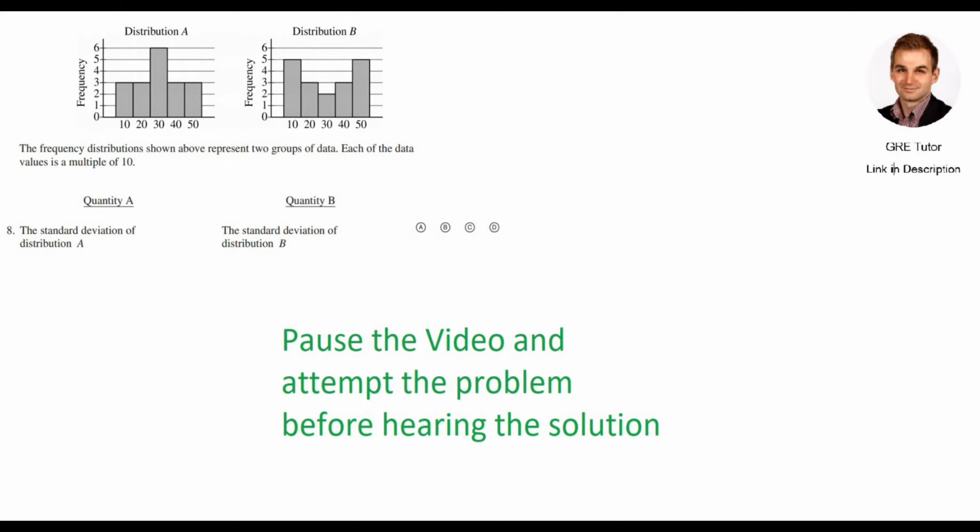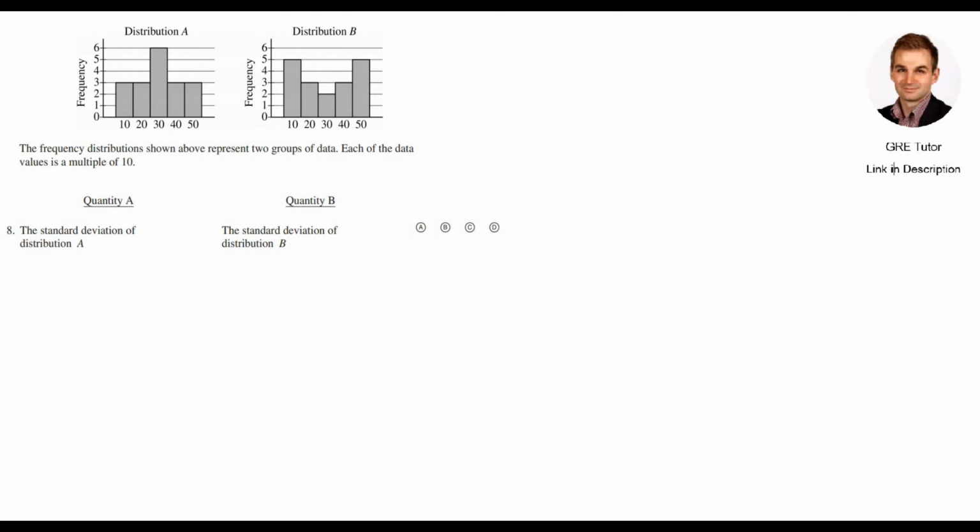Alright, so the way we're going to do this problem is we're going to look at the standard deviation of these two distributions. Now, standard deviation is kind of an odd thing, but instead of thinking about it in terms of its formula, just think about it in terms of what it is, which is a measure of the spread of the data. Okay? That's what it's a measure of.